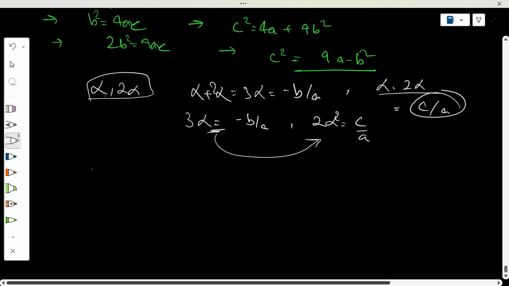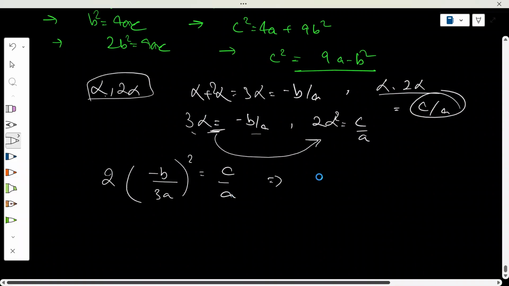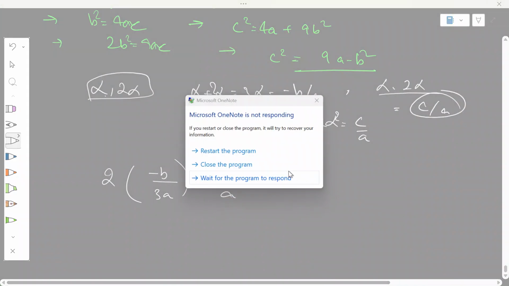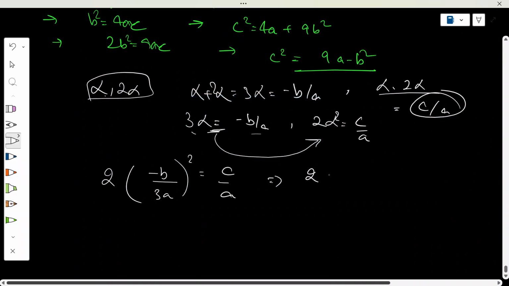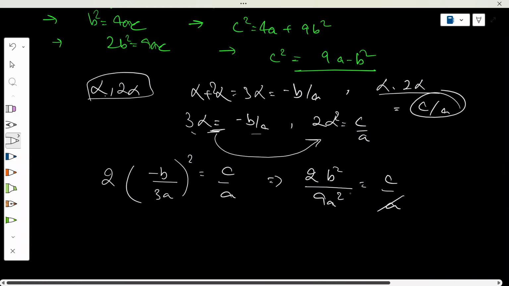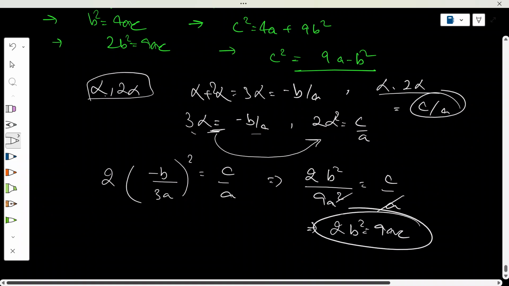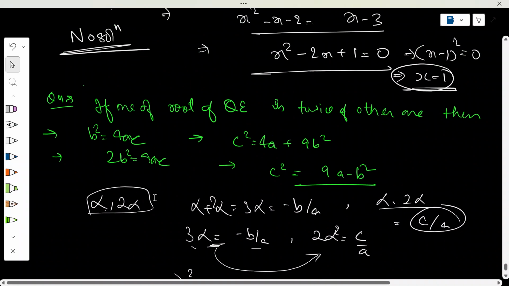and put it in here. So it's 2 times alpha square, where alpha is minus b upon 3a, whole square is equal to c by a. This implies that we have 2b square divided by 9a square, which is equal to c by a. So this basically translates to 2b square is equal to 9ac. So which option is correct?